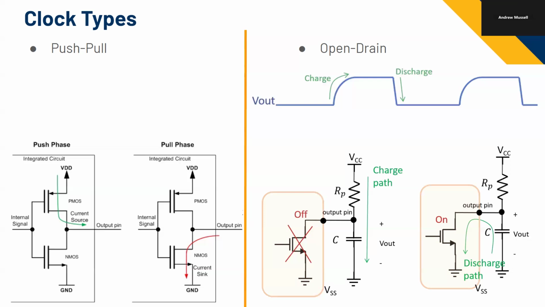PMOS is the opposite. They turn on if their VSG is greater than the threshold. So their source is tied high, while on NMOSFETs, your source is tied low. And we can talk about MOSFETs forever. If you understand a MOSFET, that's the pinnacle thing in electrical engineering that you could understand.